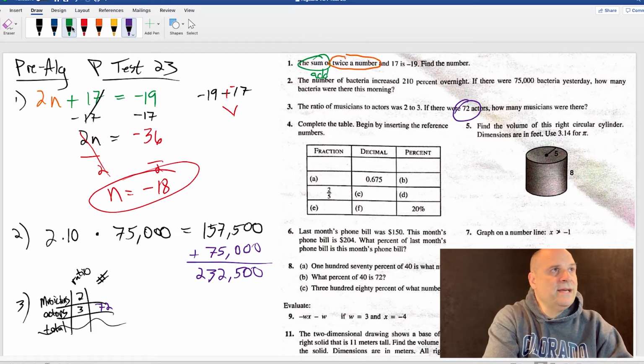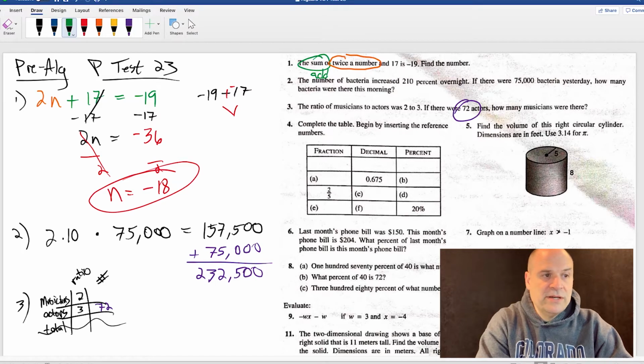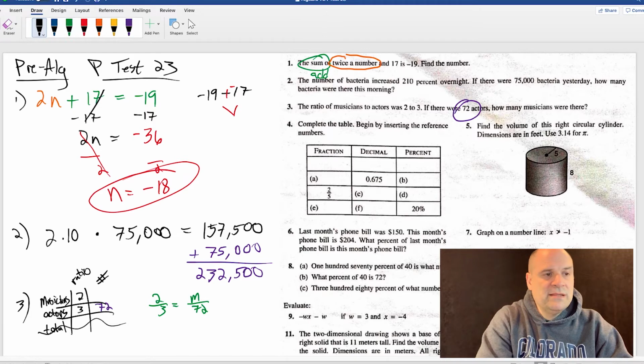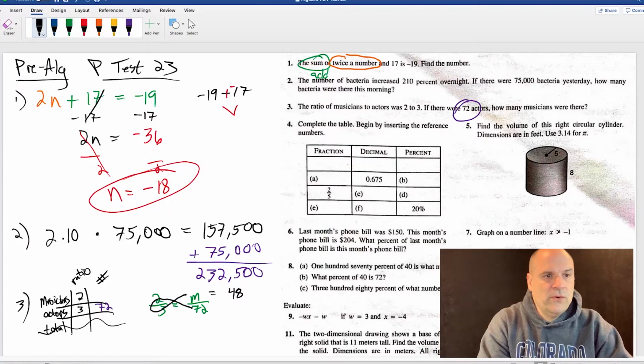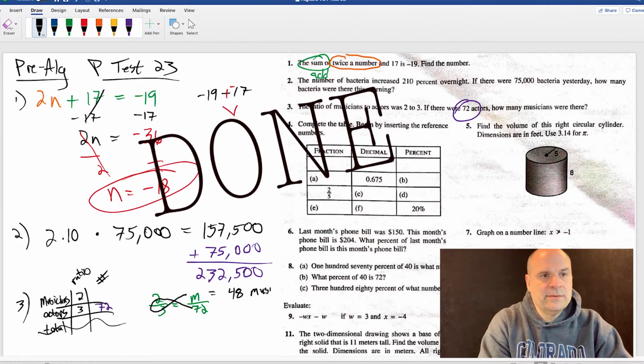Fish method, yay. So here's our ratio. If you want to write out your ratio, you can: 2 is to 3, as M for musicians is to 72. When you do your fish method, you can multiply 72 times 2 divided by 3. So that equals, let's see, 144 divided by 3 is 48. So 48 musicians.